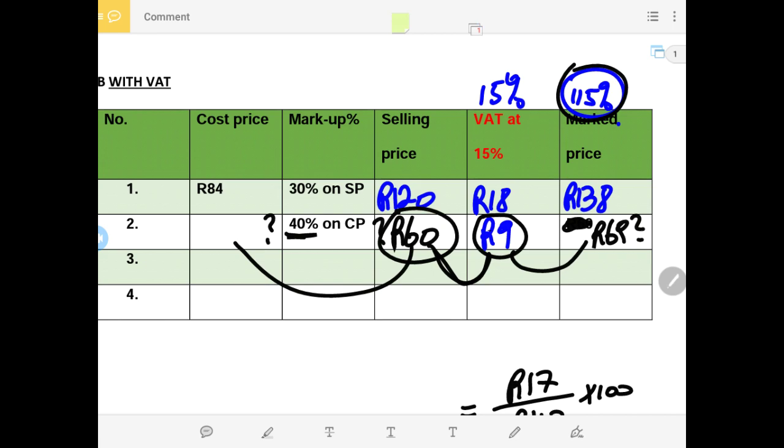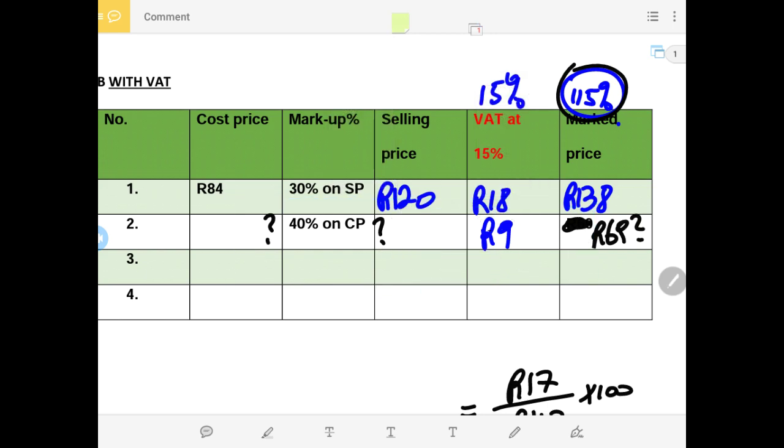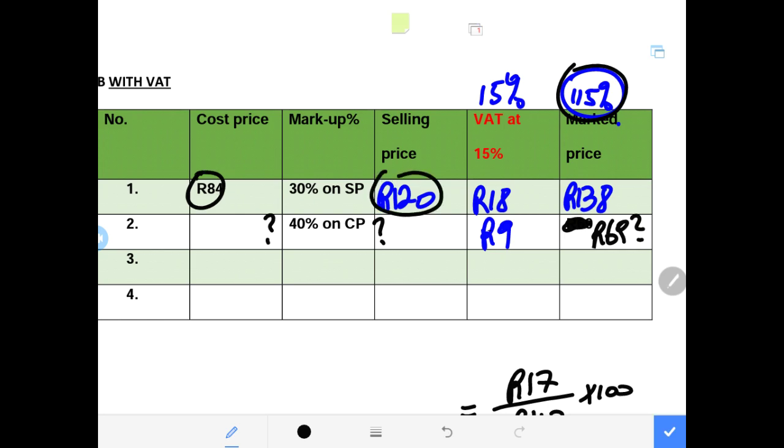Number 2, we have cost price and selling price, we don't have markup percentage. So in scenario number 2, which is not this number 2, the one that I did not include, another scenario, we are given the cost price and we are given the selling price. This is missing, and the rest are missing. And we dealt with this.